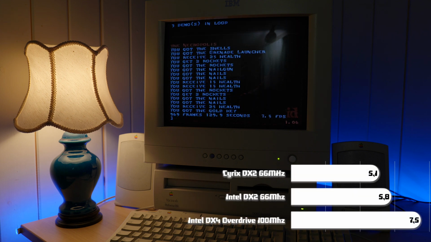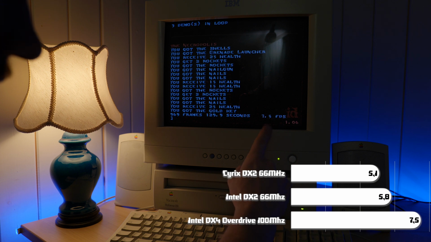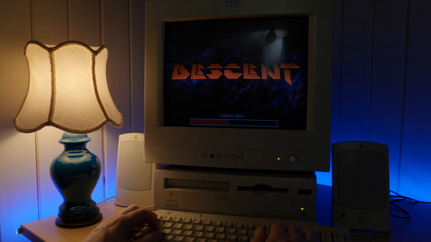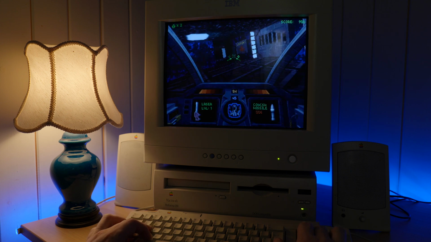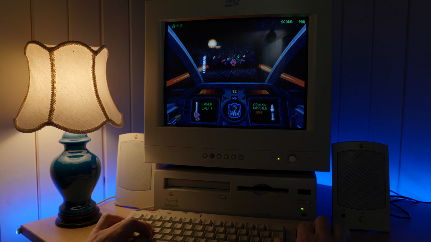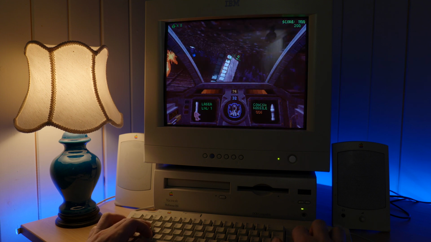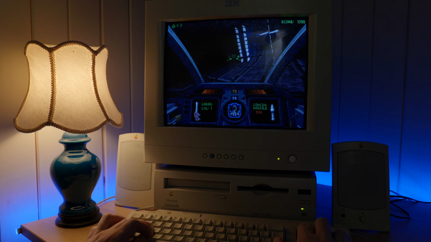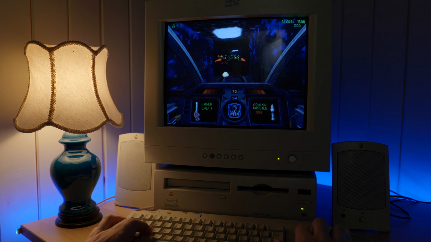So in Quake we got 7.5 frames per second, so that's a definite improvement. Close to 50% better. We were at about 5 frames per second for the Cyrix CPU, I think. So finally, let's have a look at how much improvement we got in Descent. This is actually a lot better than it was on the Cyrix CPU. It was barely playable on the Cyrix, but here the frame rate isn't stellar, but it's perfectly playable now.